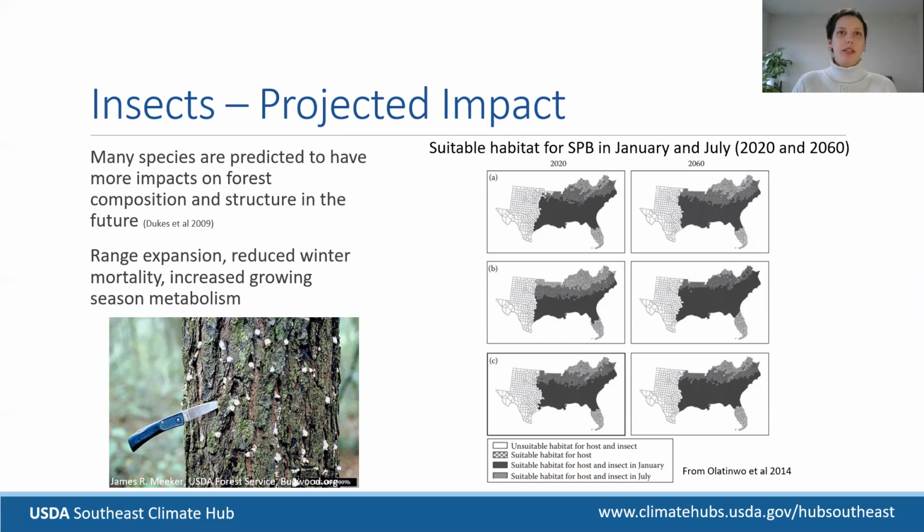Climate change can also expand the ranges of insects, which we can see on the figure to the right, showing suitable habitat for the southern pine beetle for some different climate models. The right three panels are future predictions for 2060, and most models are showing northward range expansion, which we can see by the darker colors moving higher in the map. There may also be reduced winter mortality of insects and perhaps more generations per year, which means larger insect populations to influence our forests.